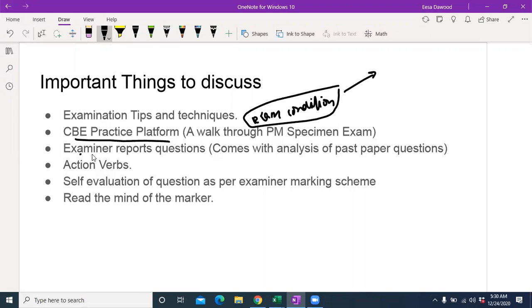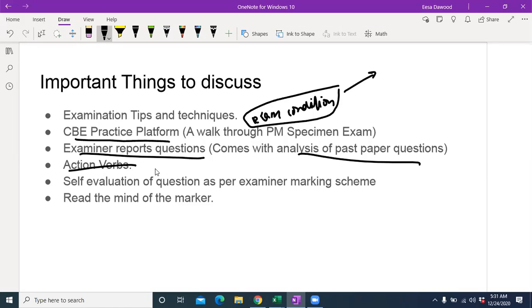Then there are examiner report questions. That's basically the past paper analysis from the examiner that tells you the weaknesses or the problems faced during the exam. He'll pick certain questions from all the sections and tell you how many students struggled, why one was the right answer, and why the other one was wrong. So this analysis from the examiner report questions is very good.